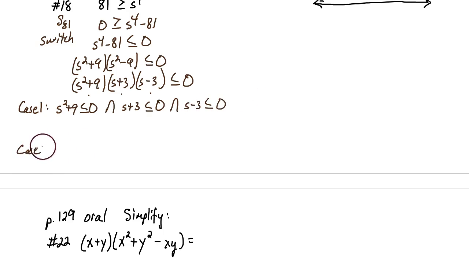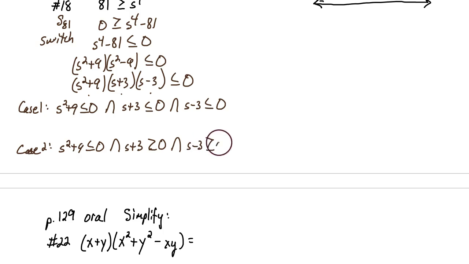Case 2. It's another way that three things could multiply together and end up less than 0. Maybe one of them is negative and two of them are positive. So the s squared plus 9 might be less than or equal to 0, and the s plus 3 greater than or equal to 0, and the s minus 3 greater than or equal to 0. Now case 3. Maybe the s squared plus 9 is greater than or equal to 0, and the s plus 3 is the one that's negative.